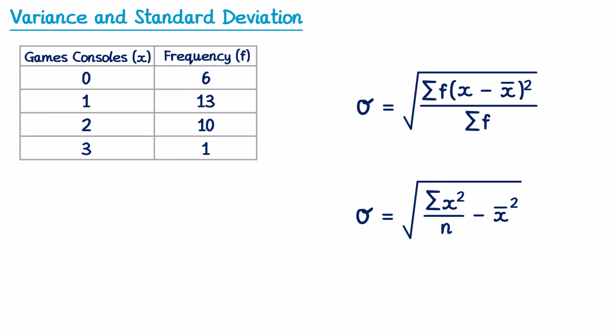We also need to make some changes to the alternative formula. In a similar way to how we added f to the numerator of the previous formula, the sum of x squared needs to be the sum of f lots of x squared. Once again, we can replace n with the sum of f, and we already know how to work out the mean x bar from a frequency table. It's the sum of fx over the sum of f, so we can replace that in the formula too. So we have these two formulas here. Let's use the top formula to work out the standard deviation from this table.